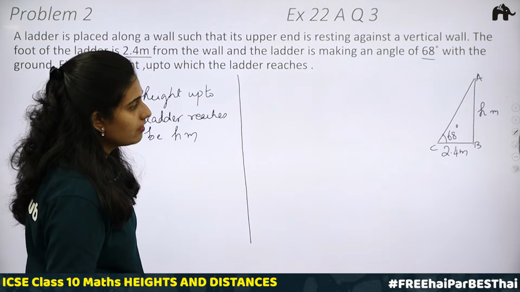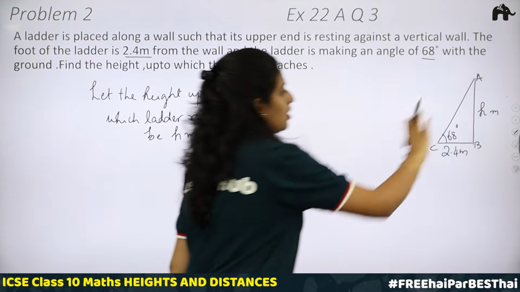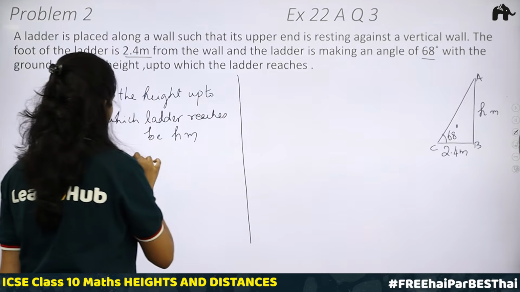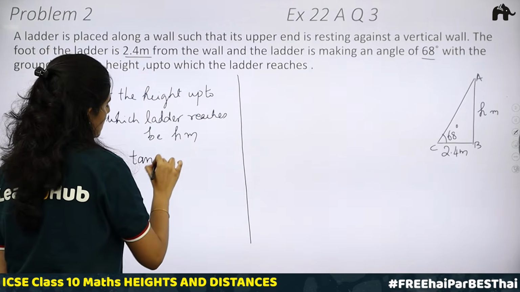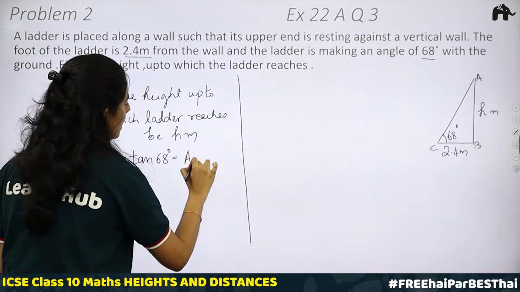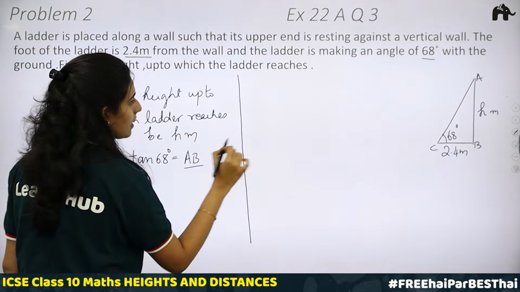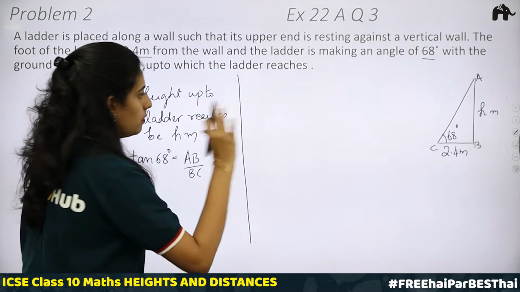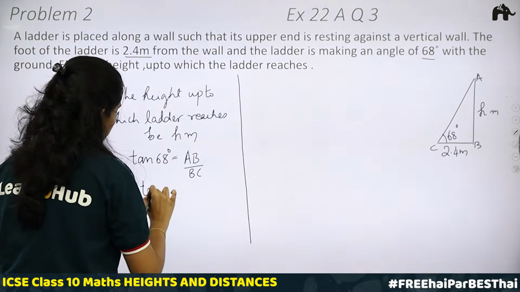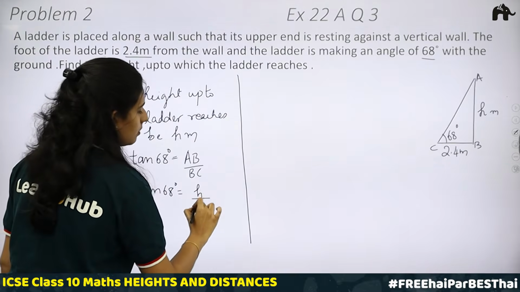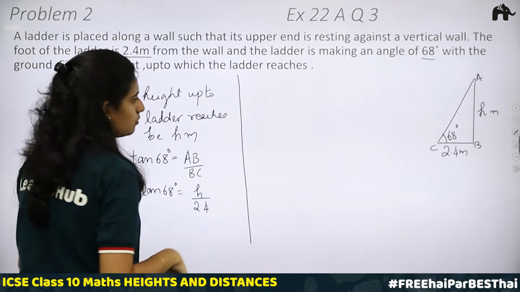Now, what we have: if we are taking the tangent, opposite we have to find and adjacent is given. Therefore, tangent of the angle. Tan 68 degree will be equal to opposite AB divided by adjacent BC. Opposite is h. Therefore, tan 68 degree is equal to h divided by 2.4.